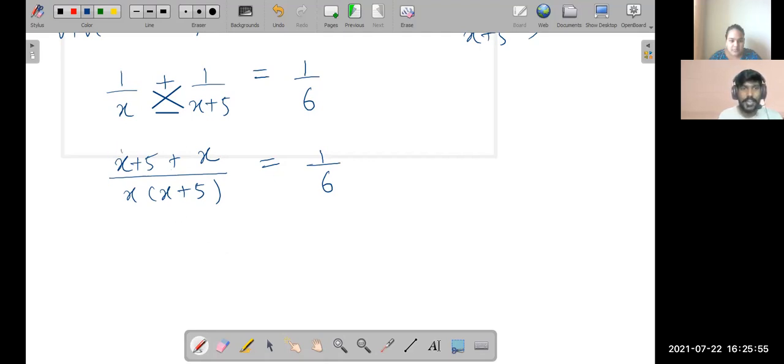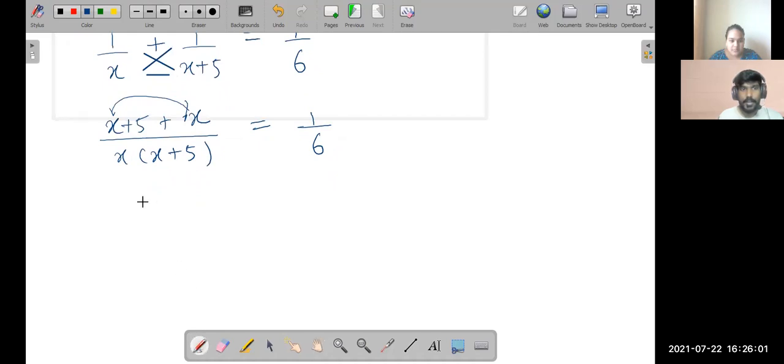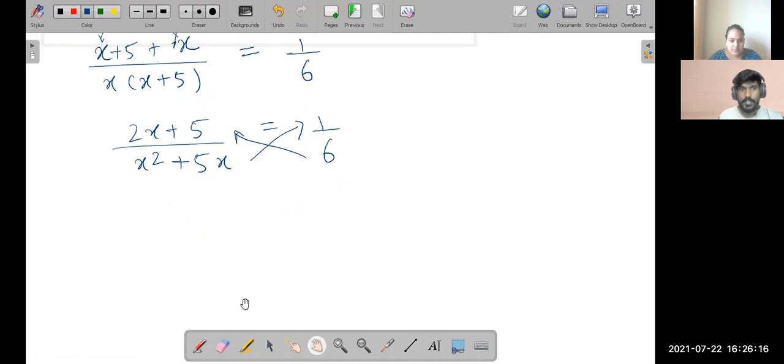Let's just do it fast. This x and x we can add, so it will become 2x plus 5 upon x square plus 5x, equal to 1 upon 6. Now here you do cross multiplication. So x square plus 5x equals to 2x plus 5 times 6: 6 2s are 12 plus 6 5s are 30.